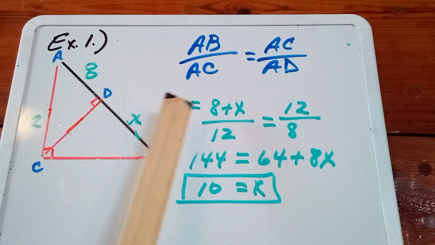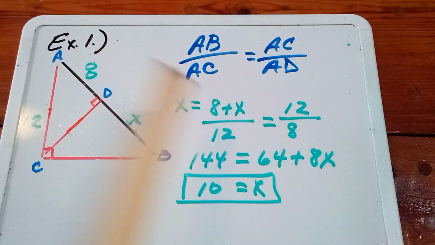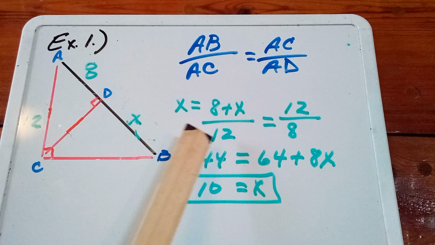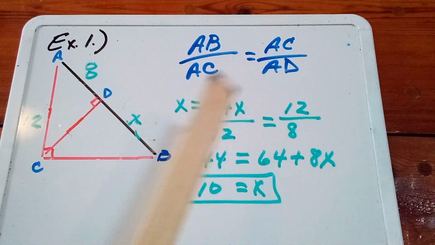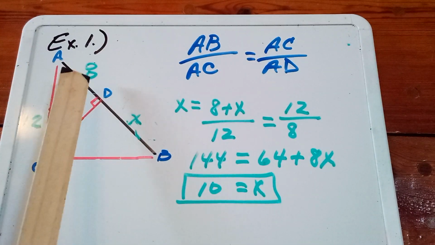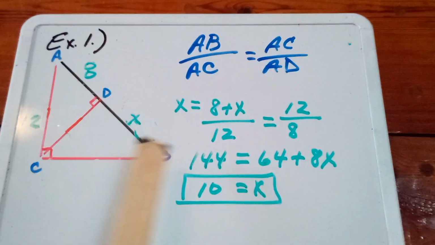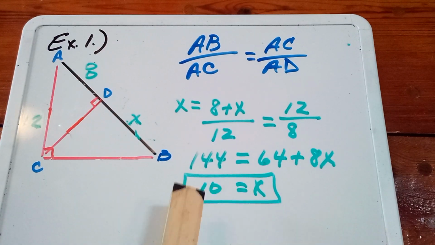So our setup then would be 8 plus x, because we don't know what that is, so it becomes 8 plus x. AC, given, over 12. This now is going to repeat and be squared, or multiplied by itself. And then AD, again given, 8. Cross multiply, here's the equation we end up with, solving for x. X equals 10.